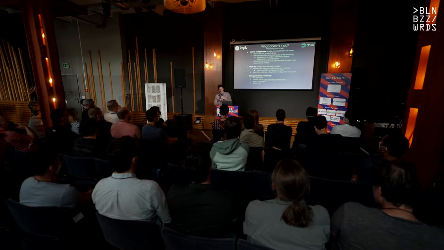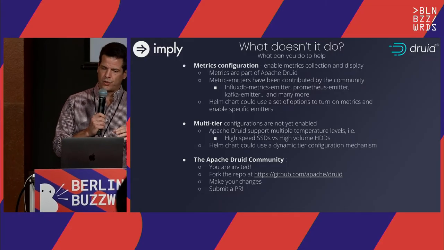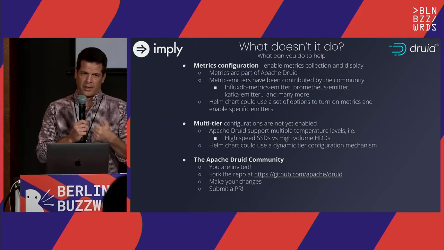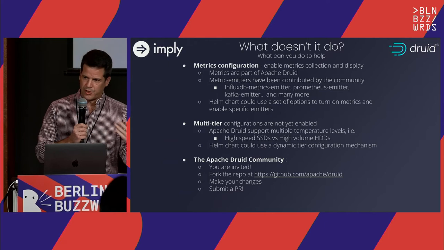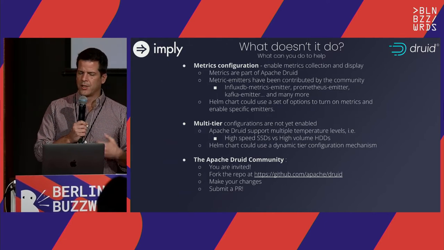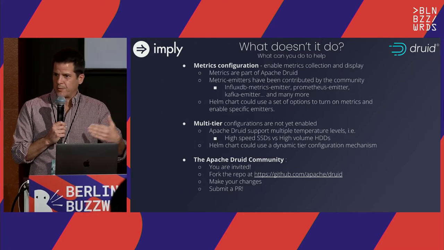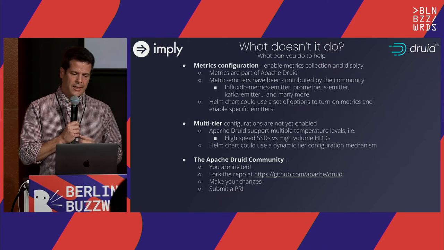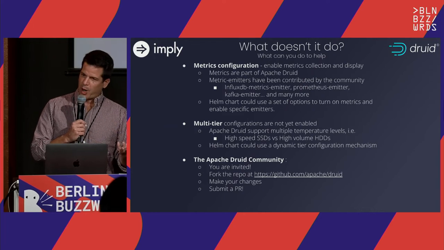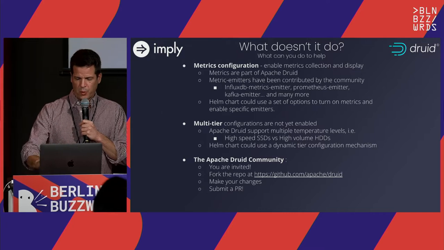And one of the things that's missing is the metrics configuration. This is the ability that Druid has to emit metrics about the resource utilization across the board: how much CPU and memory it's using for each query, what the resource utilization is overall through the cluster, so that you can understand what's going on in the cluster and optimize it, increase the resources where you need to, and so forth. So these metrics are interesting to have, but they're not part of the Helm chart yet. So adding that to the configuration would be useful.